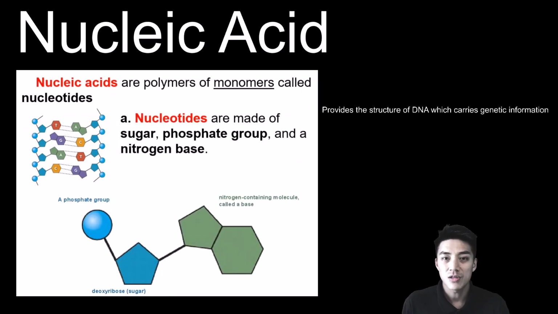The last macromolecule we want to discuss is the nucleic acid. Nucleic acids are just made from long repeating chains of monomers called nucleotides. Nucleotides have a basic structure of a phosphate group, a sugar group, and a nitrogen-based molecule. Nucleic acids provide the structure for DNA, and DNA carries genetic information.